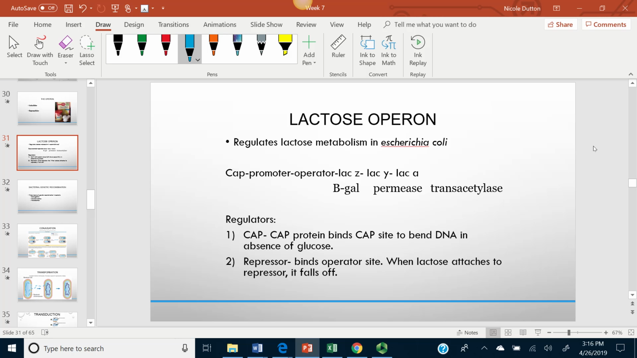This is what the Lac Operon looks like. So if we picture this as a piece of DNA, a strand of DNA, there's a region on the DNA that is a cap region, then there's a promoter region, then there's an operator region, and then there's the Lac Z gene, the Lac Y gene, the Lac A gene. I'm going to talk about what each one of these components does. At the very end, there would be a termination region.